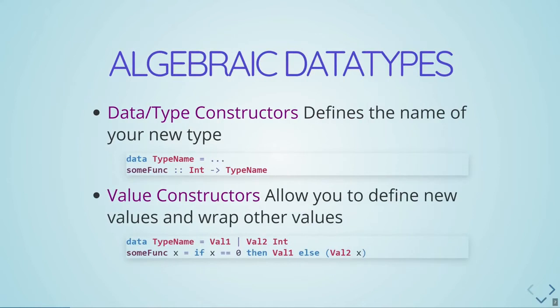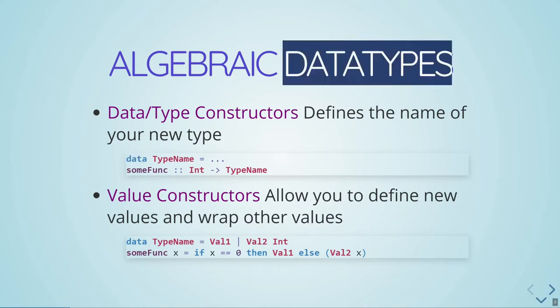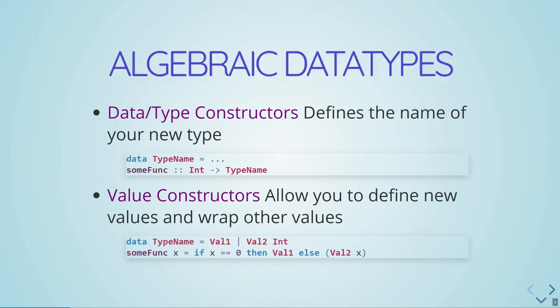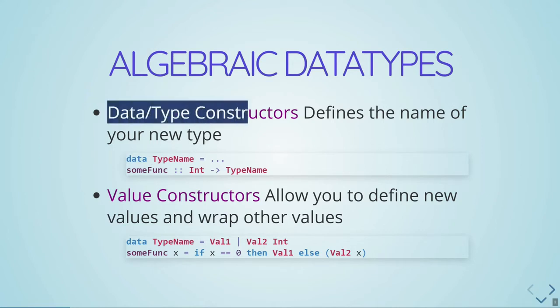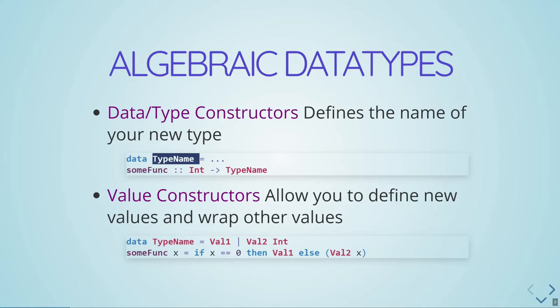So last time I showed you the data keyword for constructing types in Haskell. Whenever we construct a type using this data keyword, we refer to these as algebraic data types. So just in case you hear this somewhere else, all you need to know about algebraic data types is that these are data types that are created using the data keyword in Haskell and not just the type keyword. So there's two parts of algebraic data types that we really need to take a good look at. So one is the data or type constructors. And really all this means is the type name you're giving your data.